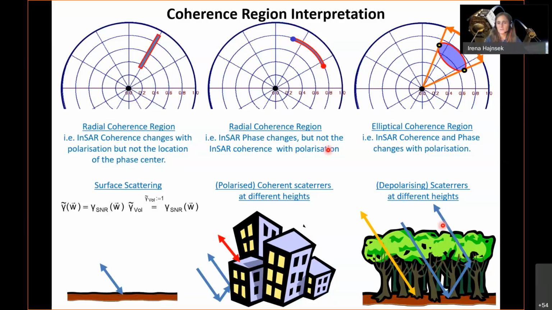In terms of scatterers at different heights, as we have seen here, with depolarizing conditions, which we have in normal forest areas, we would get something like this elliptical coherence region. So that's very clear. We have a spread or a difference in terms of coherence magnitude, and we have a spread in terms of interferometric phases. So we have it here on both sides. This is very characteristic for volume scatterers, where we have ground and volume contribution at once.